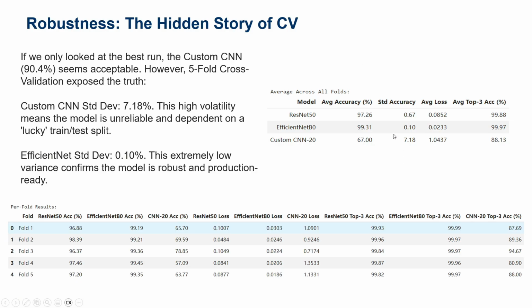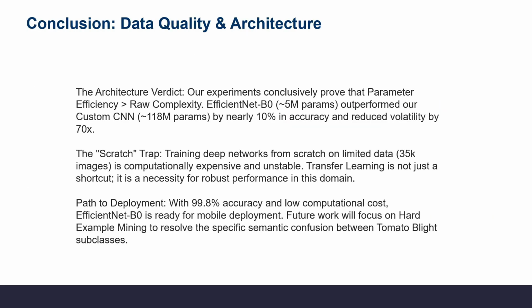In contrast, EfficientNet demonstrated a standard deviation of just 0.1%, and ResNet remained similarly stable. These low variances show that pre-trained models aren't just more accurate, they are far more robust and consistent across different folds. You can also see this in the fold-by-fold results. EfficientNet and ResNet stay tightly grouped around their average, while the custom CNN swings dramatically between folds. So the key insight here is that single-run accuracy can be misleading, but cross-validation reveals the true reliability of each model.